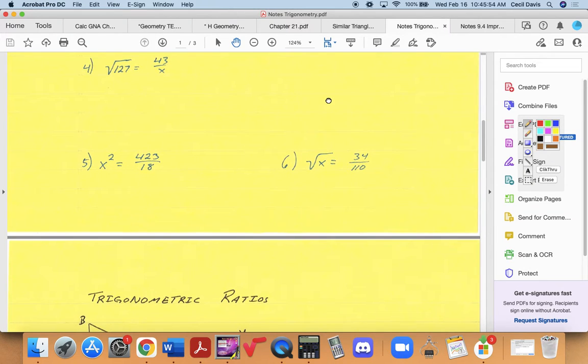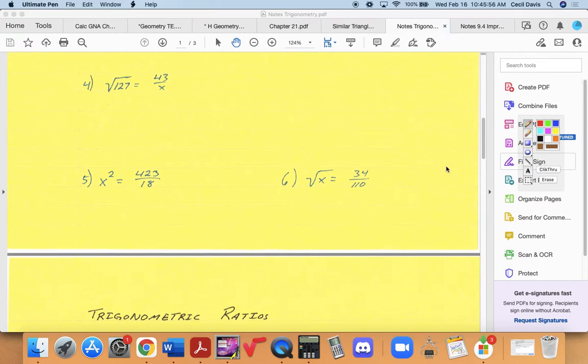All right. So now let's look at this part. Again, we're going to cross multiply after we put this over 1. So we cross multiply and we have 43 is equal to the square root of 127 times x. To solve that, what will we do? Divide by the square root of 127. Yeah, divide both sides by the square root of 127. Again, that is the exact answer. The exact answer is 43 over the square root of 127.